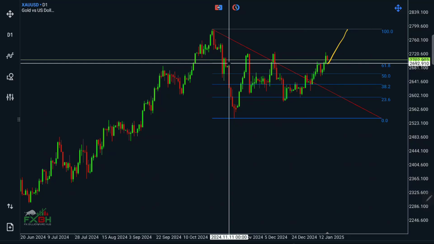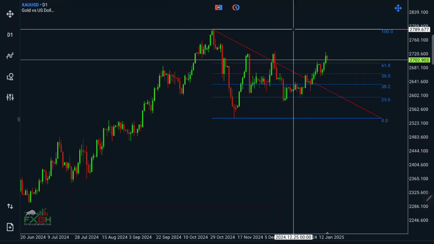Our next resistance area should be around 2789. Okay, 2691 to 2769. So here is a proper channel to go by, or a proper way to go by. So I hope you understand the technical analysis or technical theory.